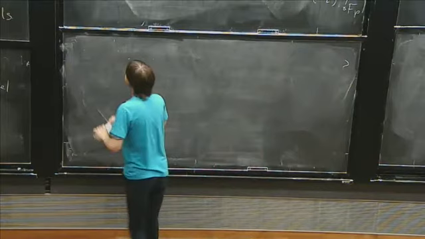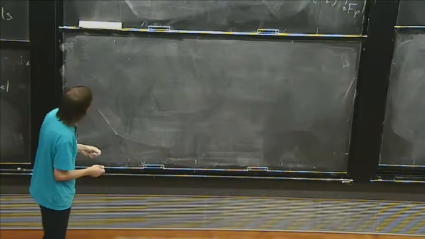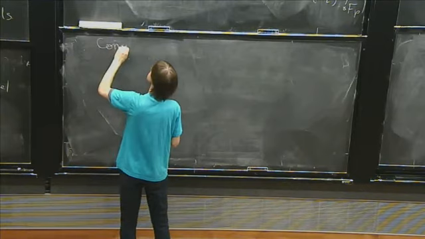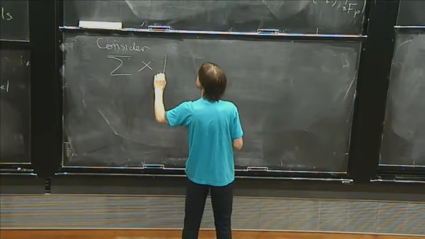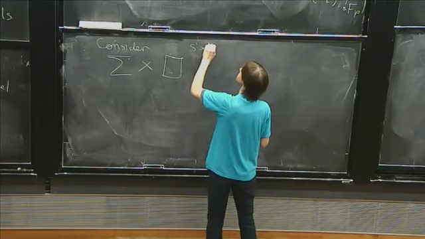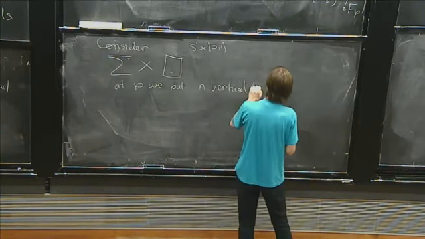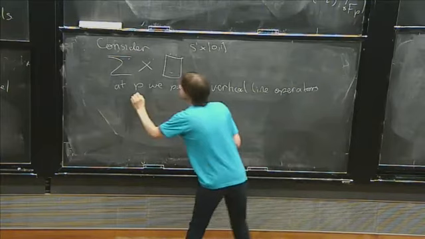So this is the Hilbert space of our theory in the presence of line operators at this point P. Next we're going to consider some operators in the Hilbert space coming from line operators which are orthogonal to these. So let's consider the surface cross a cylinder, S1 cross an interval, then at P we put n vertical line operators, like this.